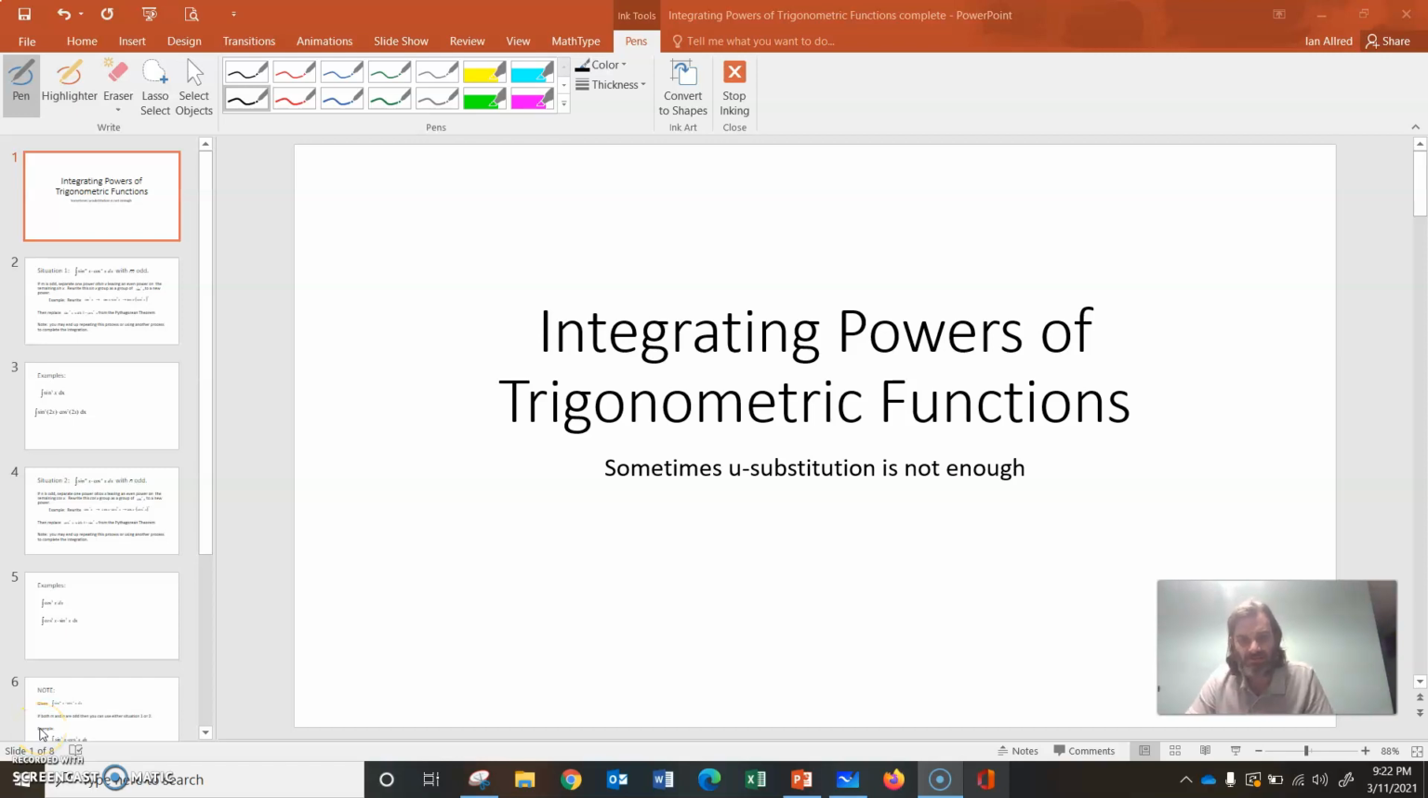Hey, we're going to integrate powers of trigonometric functions, and I say this because sometimes u substitution is not enough. We've integrated some in the past using u substitution, but what we're going to see now usually does not lend itself to u substitution. So let's see what we mean here.